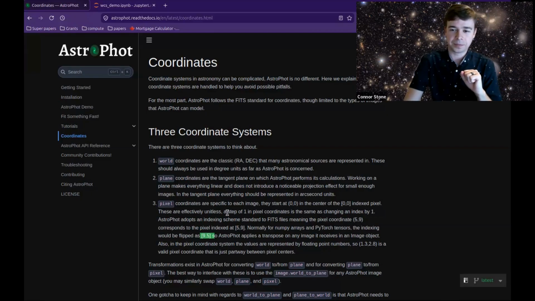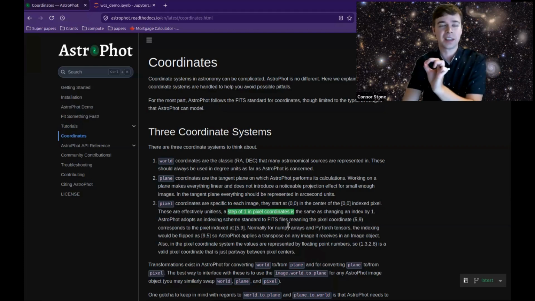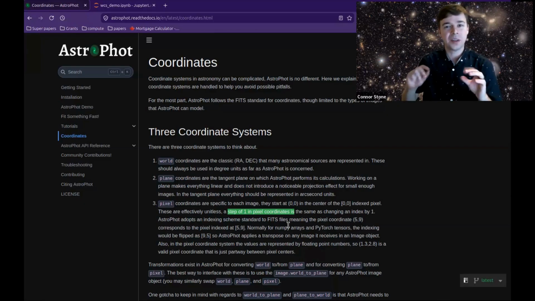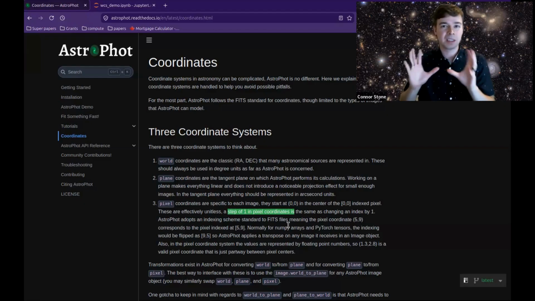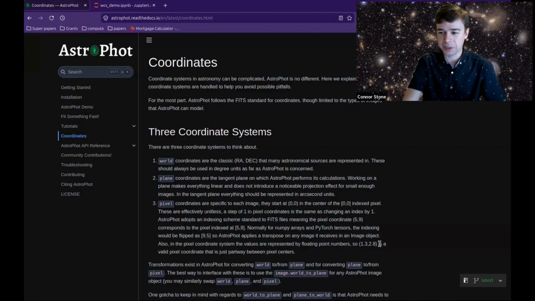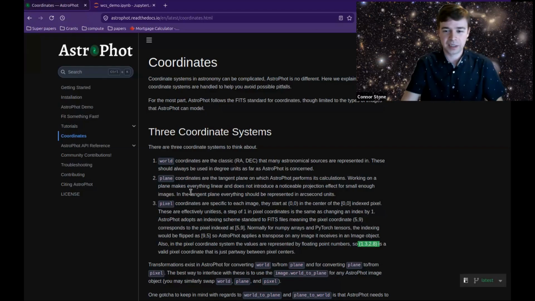Anyway, a step of 1 in pixel coordinates corresponds to a step of 1 pixel length in a given direction. So these are coordinates. You don't actually have to stick to integer movements of pixel coordinates. You can talk about fractions of a pixel by using intermediate coordinates, using decimal numbers. Okay, so those are the three coordinate systems. There's the celestial sphere, the tangent plane, and your pixel coordinates.